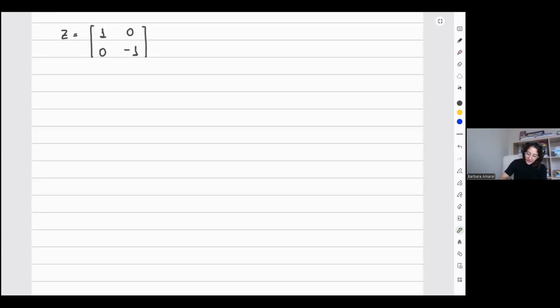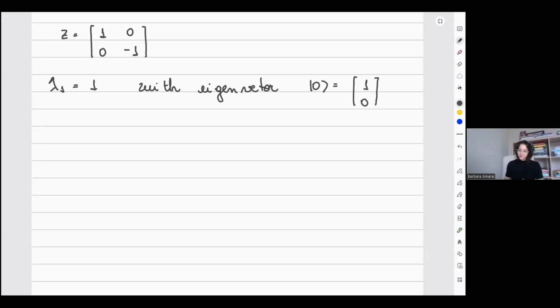Okay, so I know that this operator has two eigenvalues: lambda 1 equal to 1, with eigenvector 0, and lambda 2 equal to -1, with eigenvector 1.